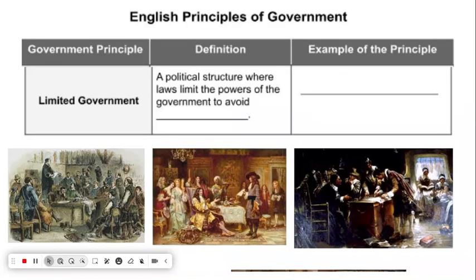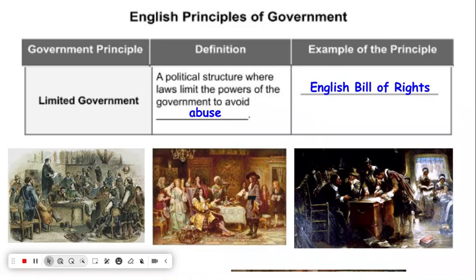Limited government. This is a political structure where laws limit the powers of the government to avoid abuse. An example of this would be the English Bill of Rights. The English Bill of Rights talked a little bit about things like freedom of religion and freedom of press. It also talked about the fact that a government can't come in and take your property without compensation.